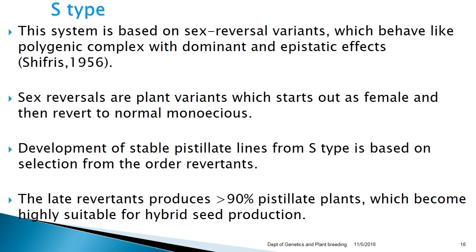S type. This system is based on sex reversal variants which behave like a polygenic complex with dominant and epistatic effects. Sex reversals are plant variants which start out as female and then revert to normal monoecious. Development of stable pistillate S type line is based on selection from late revertants. The late revertants produce more than 90% pistillate plants which become highly suitable for hybrid seed production.